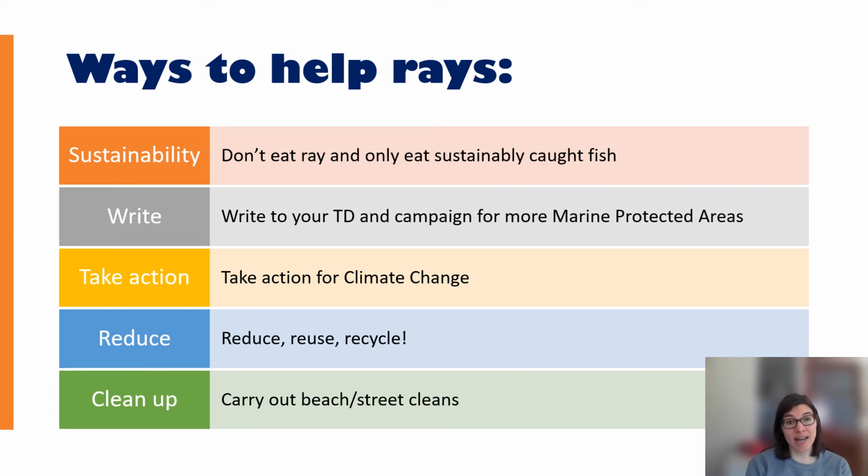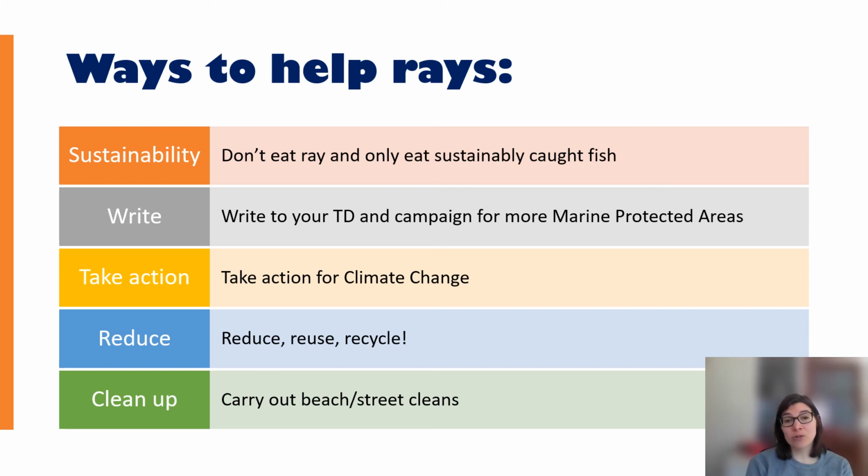So some ways that we can help rays. Well, first off, choose not to eat ray. If you see it for sale in a fish and chip shop, don't buy it. And if you are having fish to eat, make sure that it's been sustainably caught. The second thing you can do is you can write to your TD, your local politician or your MEP and campaign for more marine protected areas around the Irish coast. These are large areas which have reduced fishing and reduced shipping in order to help protect the marine environment within this area and make it a safe place for fish to recover their populations.